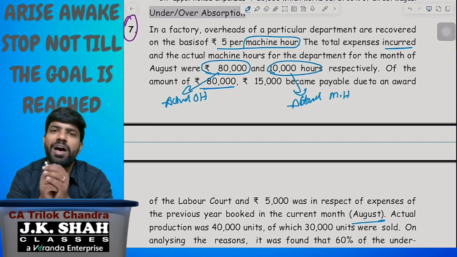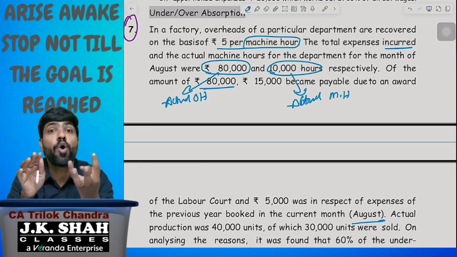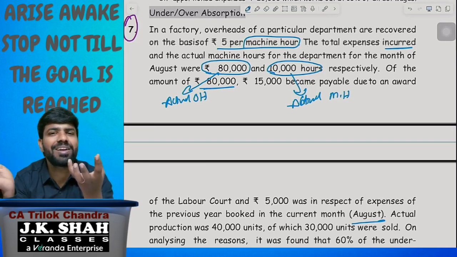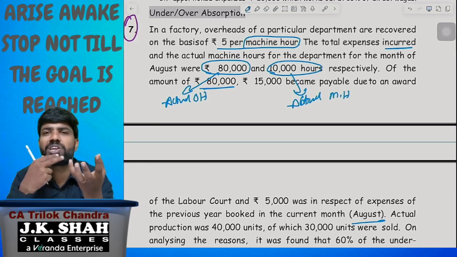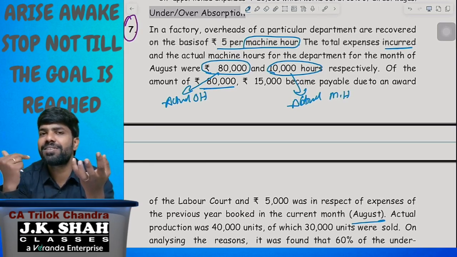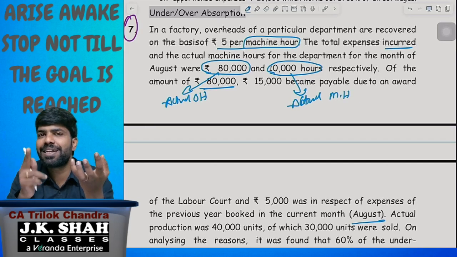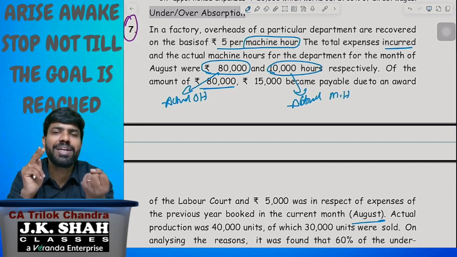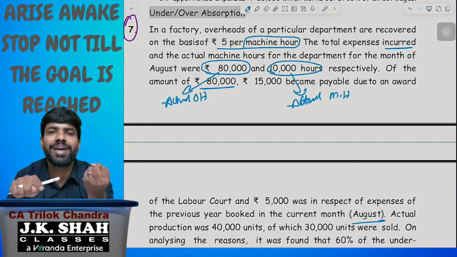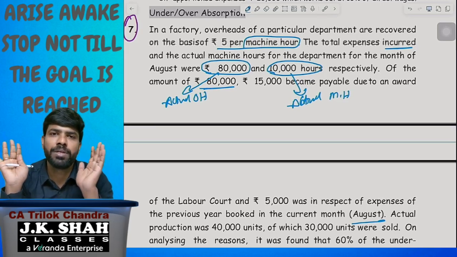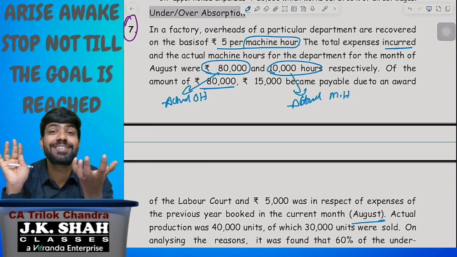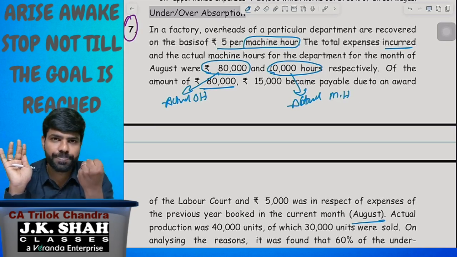Due to some violation of law, the labor code has levied a penalty of 15,000 rupees, and 5,000 rupees was accounted in the current period which belongs to the last period. So when it comes to actual overheads, a labor payment penalty is not an overhead. That cannot be considered for the stock valuation. And last year's cost cannot be considered in the current year for the stock valuation. Out of 80,000, 15,000 is because of the penalty and 5,000 because of last year's cost accounted in the current period. These two things cannot be considered, so first we'll exclude them. If you exclude that, the actual overheads is 60,000.